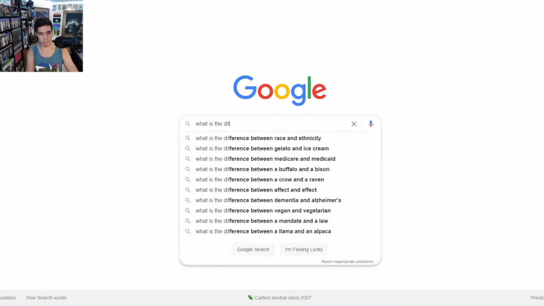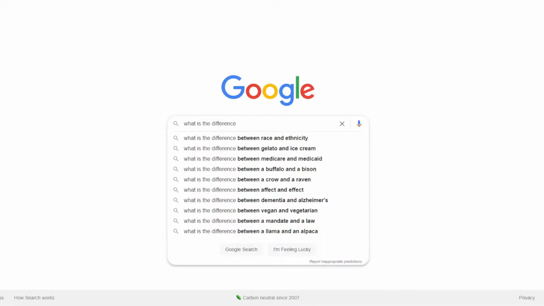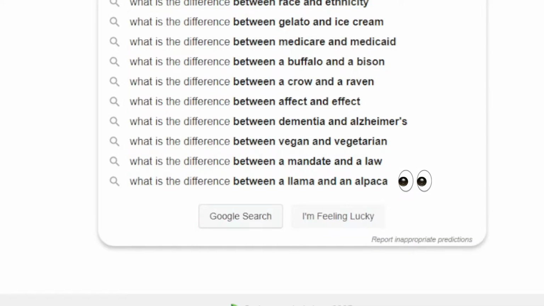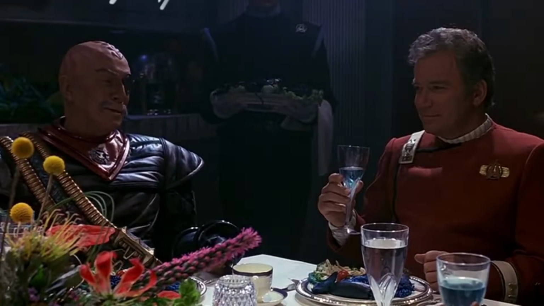So what is the difference between... One thing I just love doing is looking at the drop-down options that Google gives you for suggestions, such as classic philosophical questions like, what is the difference between a llama and an alpaca? That is the question which preoccupies our people, Captain Kirk. We gotta find out what this is.